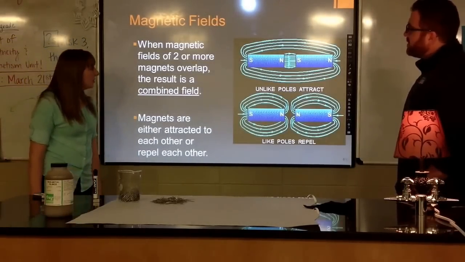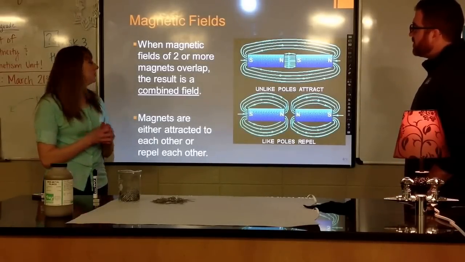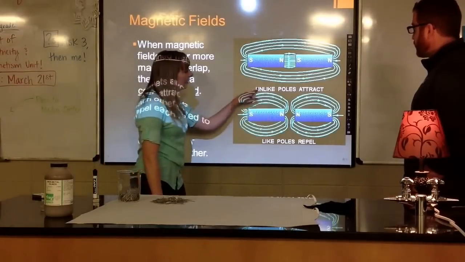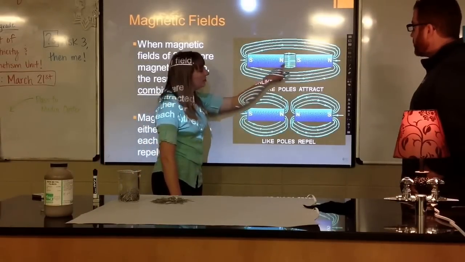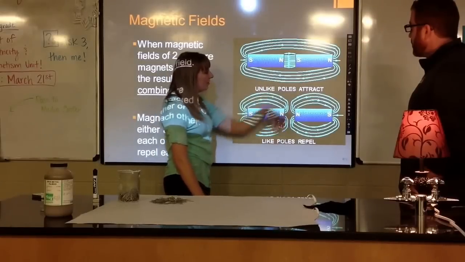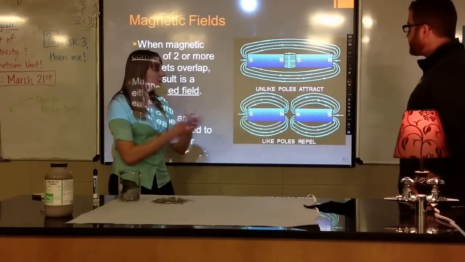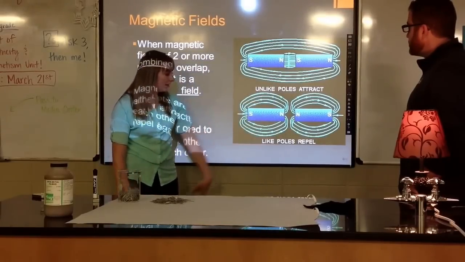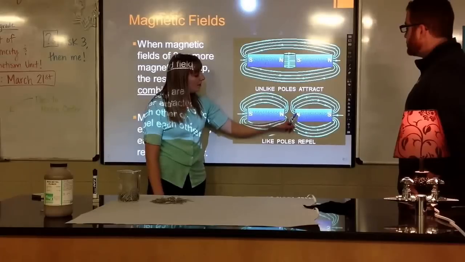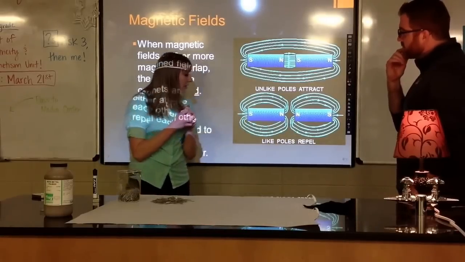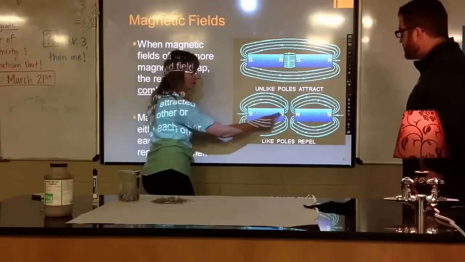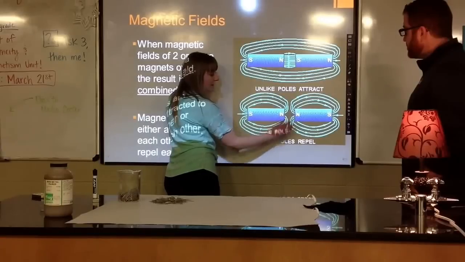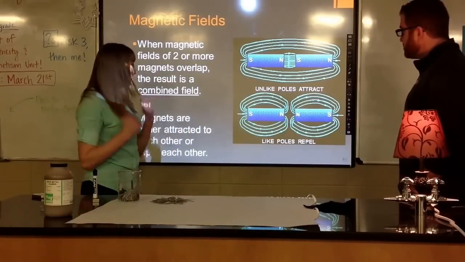Here, if we put two magnets together and their magnetic fields overlap, that is called a combined field. So like we talked about at the beginning, if we put two unlike poles together, a north and a south, they are going to be attracted to one another, and you can see the magnetic field lines here showing that. In the bottom diagram, we have a north and a north pole, so two like poles, and they are going to repel each other. You should see that these magnetic field lines are not combining here. They're going to repel and push apart.